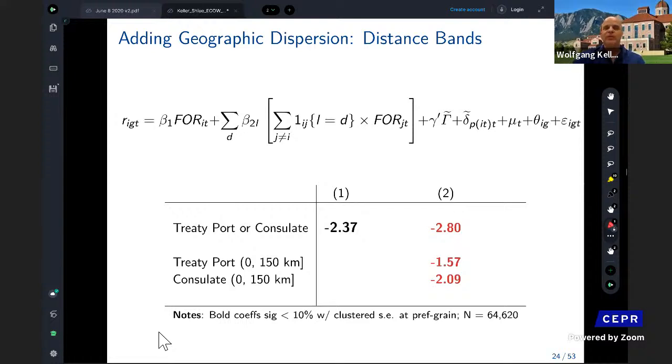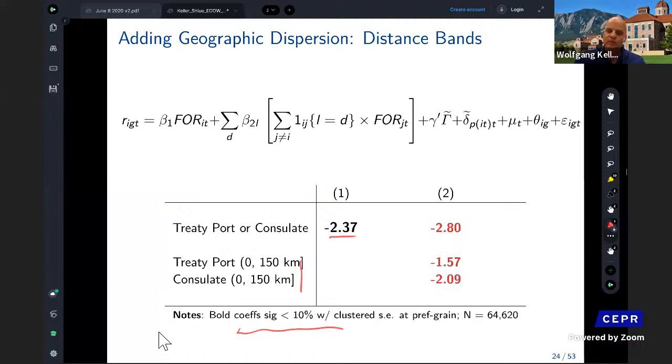Now, we are adding this geographic dispersion term to the analysis, that is these distance bands. And so there are a couple of important results, and I have switched now to showing you bold coefficients if they are statistically significant with clustered standard errors. And so the coefficient without these distance bands is -2.37, and that switches to -2.8 with this first set of distance bands. And the distance bands itself enter with a negative coefficient.